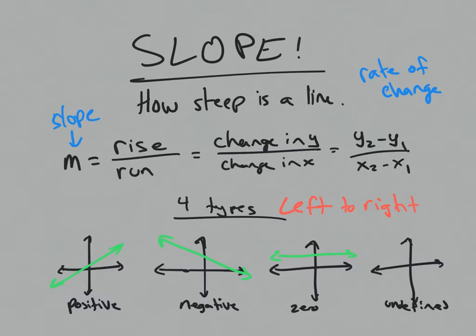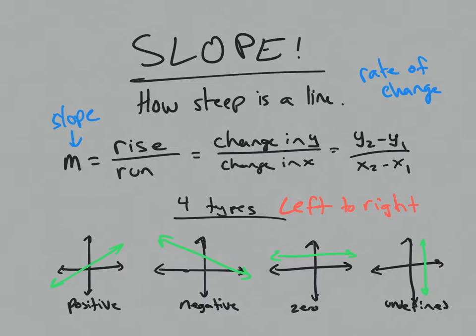And then undefined, right? Well, undefined means it's vertical. And the reason it's undefined is because it doesn't go left and right at all. So the change in x is zero. We don't go left, we don't go right. It only goes straight up and down. And so if the change in x is zero, you divide by zero, that's undefined. You can't divide by zero, you black out. Okay, so those are the four types of slopes.